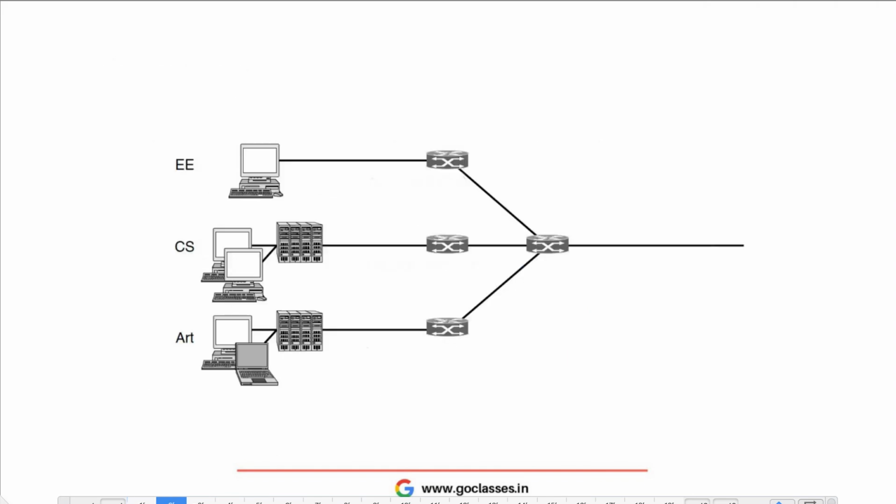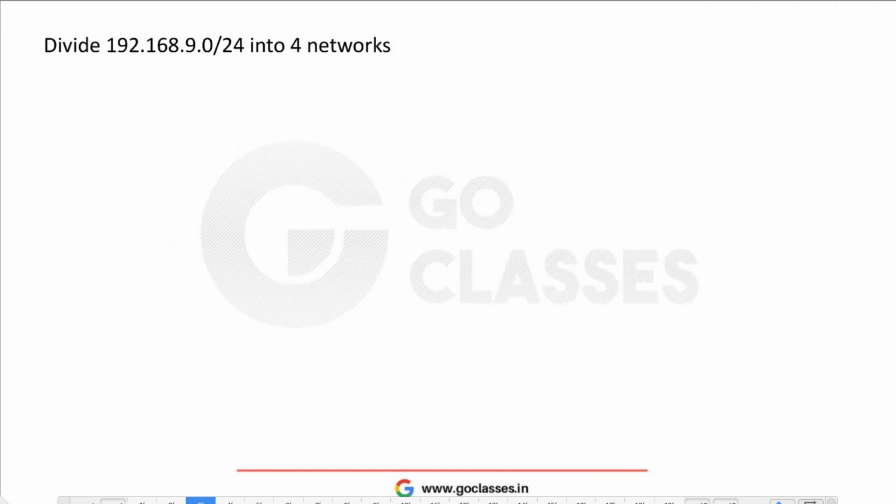For example, suppose in a university there are different departments. One is electrical engineering, one is computer science, one is art department, and I am dividing each of these departments into one subnet. Instead of having all of this as one network, I want to have this as one network, this as one network, this as one network. So these are 3 subnets that I have divided here. Now suppose I have this as one network and I want to divide this network into 4 networks. Let's see how to do it.